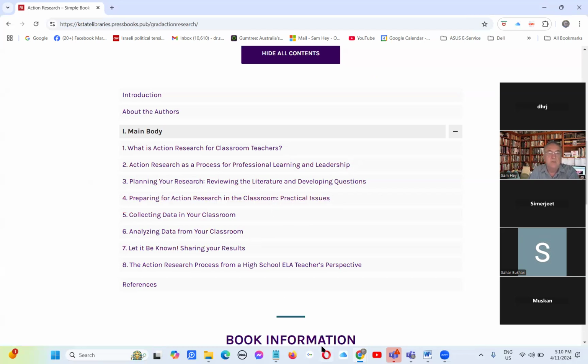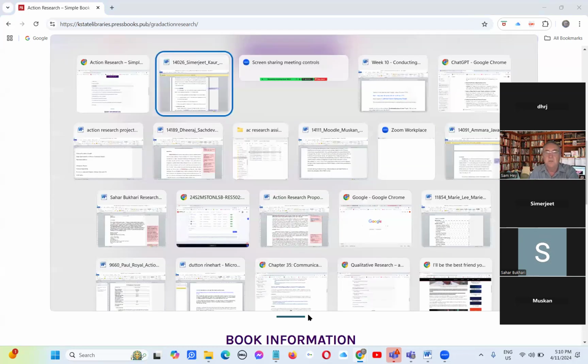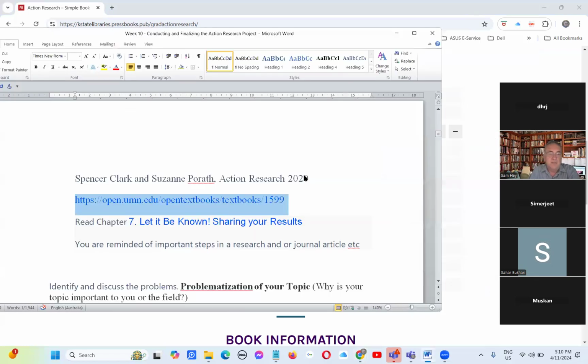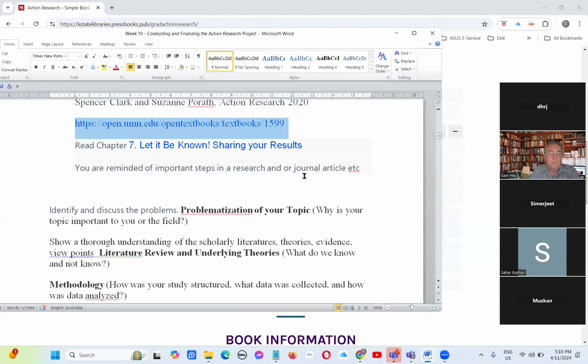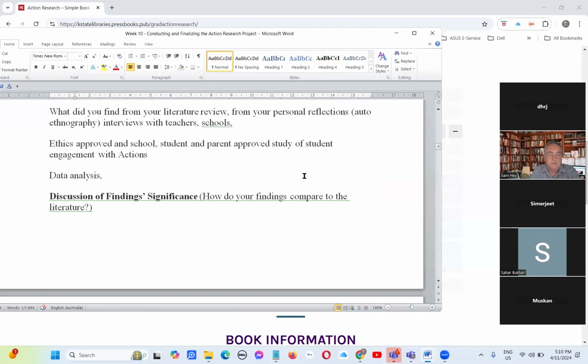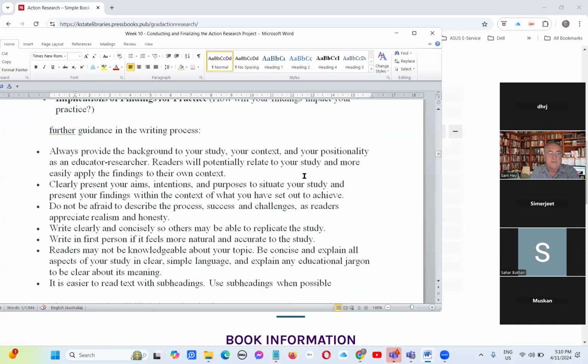And then how do you put it into practice when you've got results? So all of these sorts of things can be included in your project. So I encourage you to think about those. They also offer in chapter 7 some further guidance on the writing process.